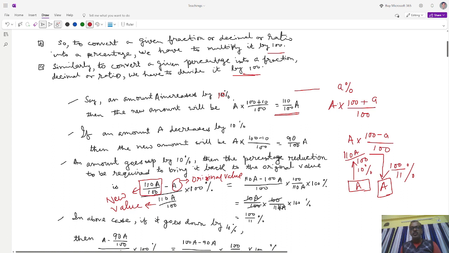So, if an amount goes up by 10%, then the percentage reduction required to bring it back to the original value is equal to 100 by 11%.